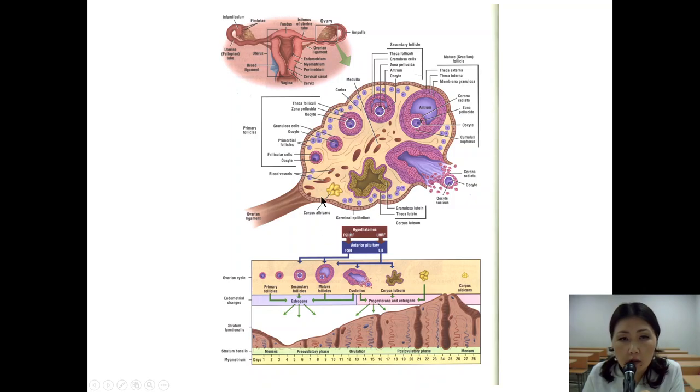Here you can also see the structure of the female reproductive organs, and especially the ovary. Shown here are the primary follicles, primordial follicles, blood vessels, secondary follicle, and mature Graafian follicle, and this is a rupturing, collapsed follicle, and this is the corpus luteum and corpus albicans. This is the ovarian cycle, and also shown are the menstrual cycle and the ovarian cycle. The endometrial changes are because of estrogens and progesterone. I will explain this later when we reach the uterus.